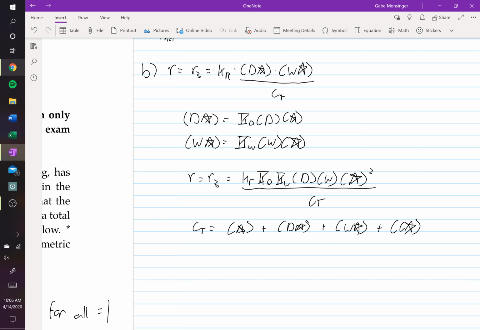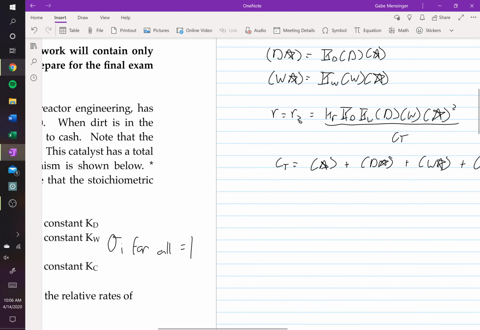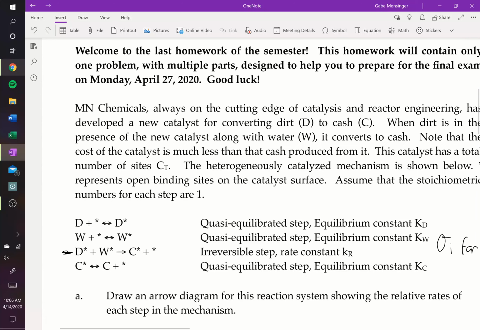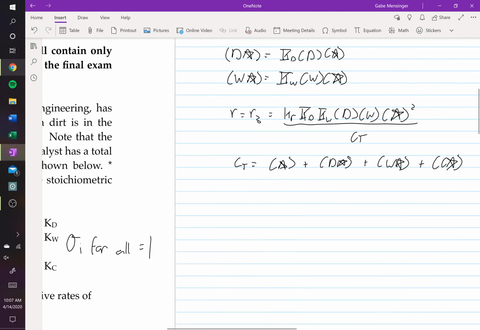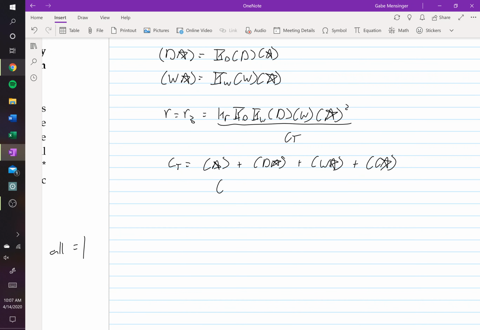And we know almost everything here. We don't know C star, so we'll get C star in terms of the other quantities using our fourth step, which is also QE. And then plugging it in.